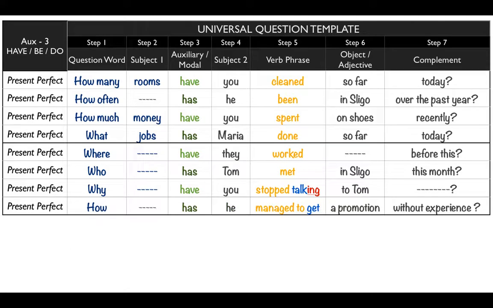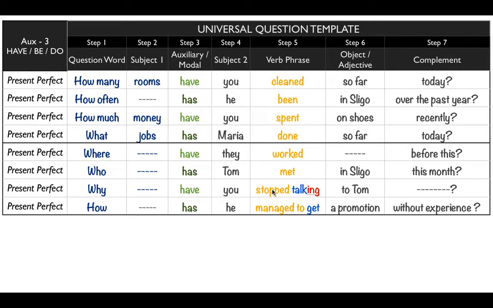Let's look at some more. Where have they worked before this? So before this is again not an exact time frame, so it's good for the present perfect. Who has Tom met in Sligo this month? This month hasn't finished, so the present perfect can be used. Why have you stopped talking to Tom? Now this is an interesting one.